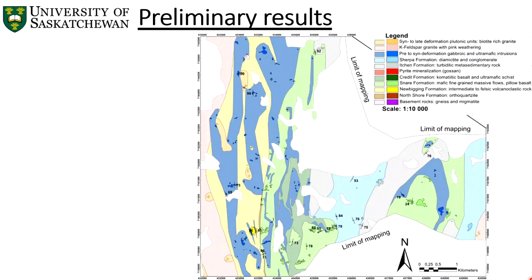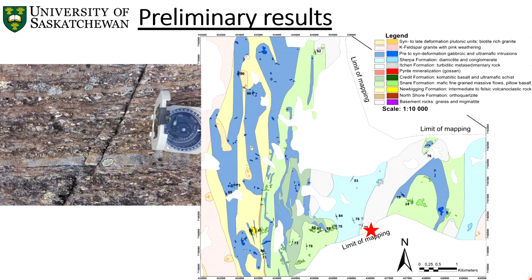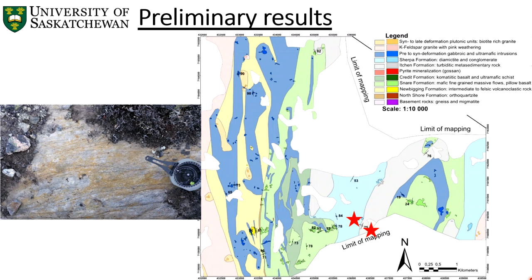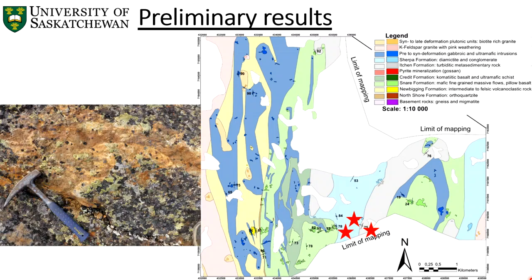Next is the geological map of the Big Bear Lake area, with another picture of the Archean formation with a nicely banded turbiditic metasedimentary rock. Then we have a cross-bedded sandstone bed within the Sherpa formation, within the conglomerate. Speaking of conglomerate, we have the mineralization within the conglomerate next to the contact with the Snare formation.